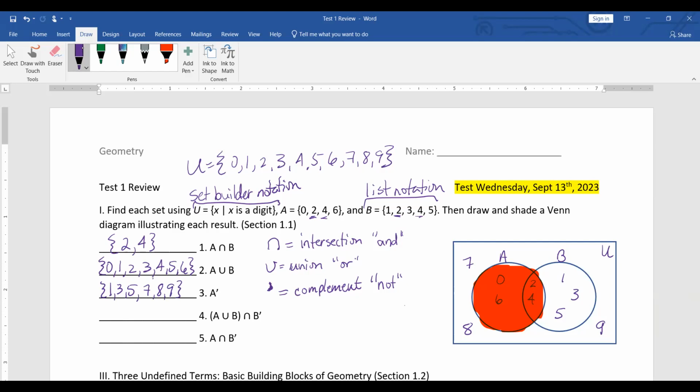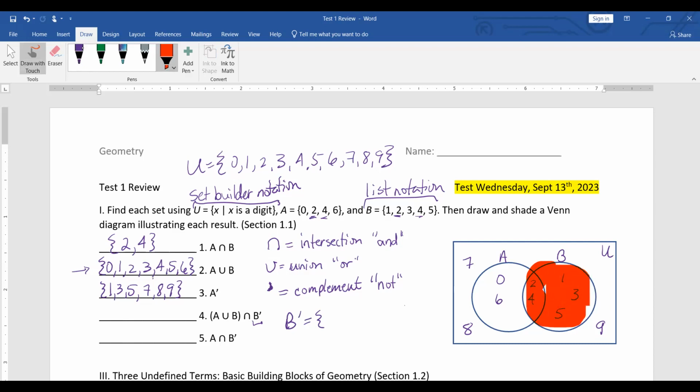That's the set there. All right, let me reset. So 4 includes the union of A and B, which I already have in number 2 here. So that is the 0, 1, 2, 3, 4, 5, 6. And then I need B prime, or the complement of B. So I'm going to go ahead and define that. B prime. So that's everything not in B.